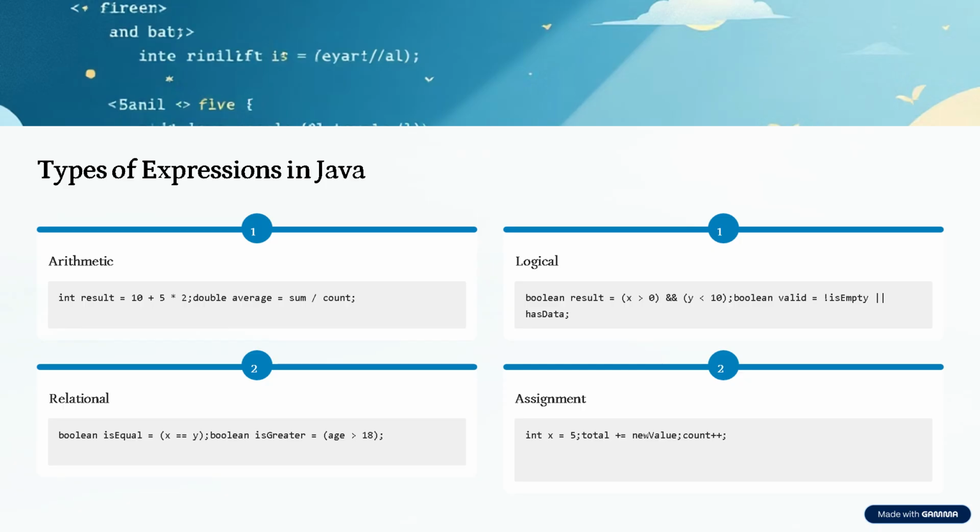Assignment expressions assign values to variables or update them. Each type of expression plays an important role in how our program makes decisions and performs calculations. Let's now see how Java evaluates these expressions by following certain rules.